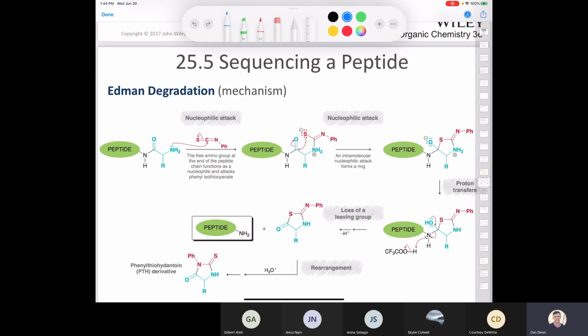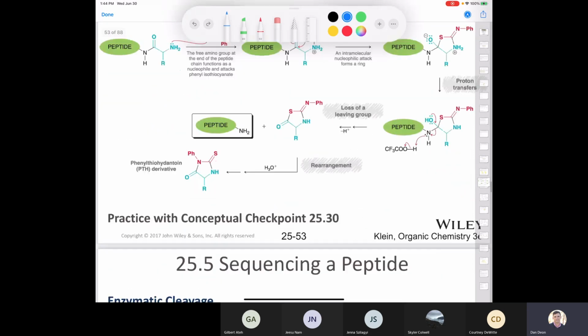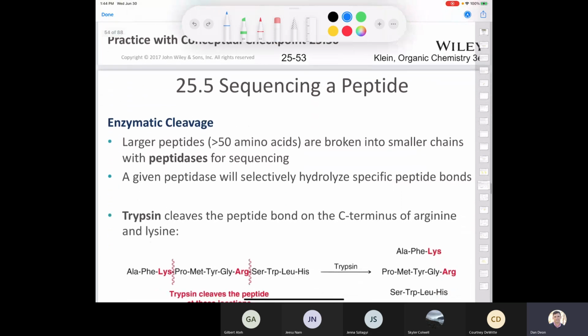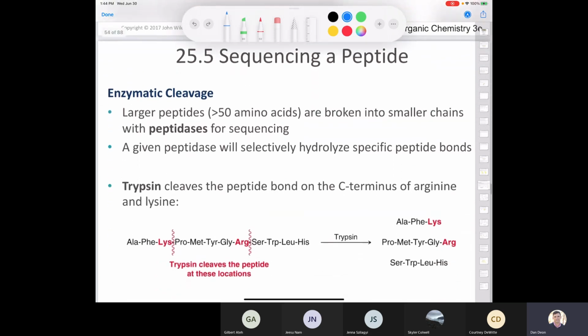Not nearly as important as something like saponification, right? Not even in the same realm of importance in this class. All right. So that was one way. So that covers the Edman degradation, right? So the Edman degradation involves forming that phenylthiohydantoin derivative and then analyzing it, and then you just keep going. You keep picking piece after piece after piece off until you've determined the structure of the entire peptide.